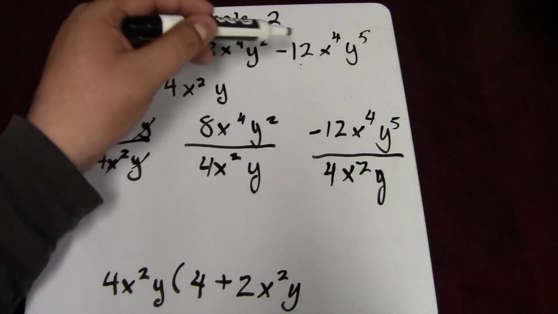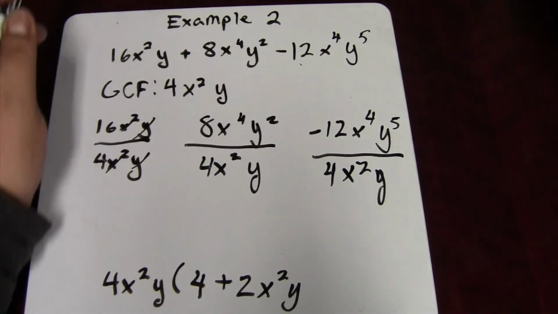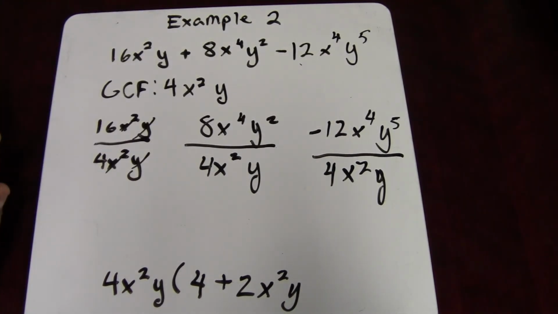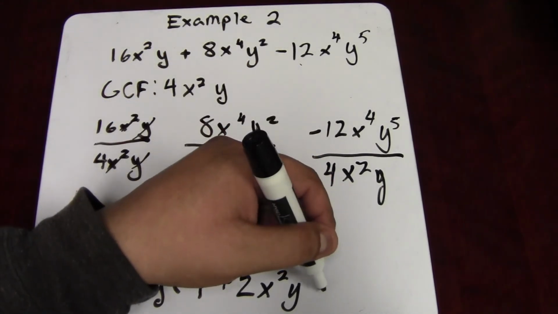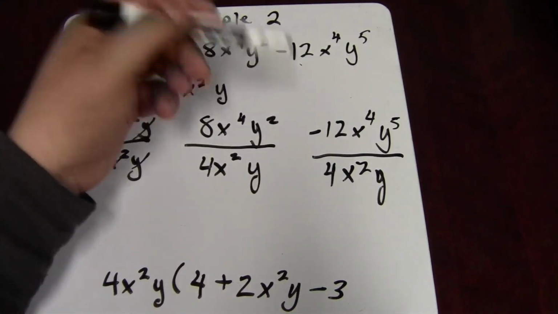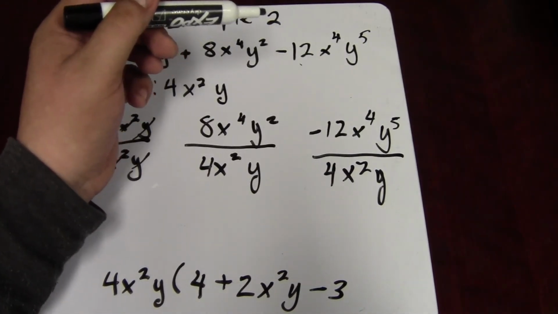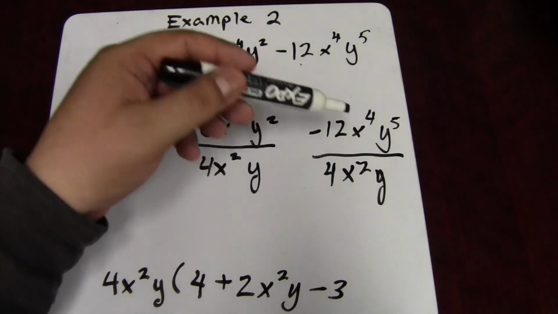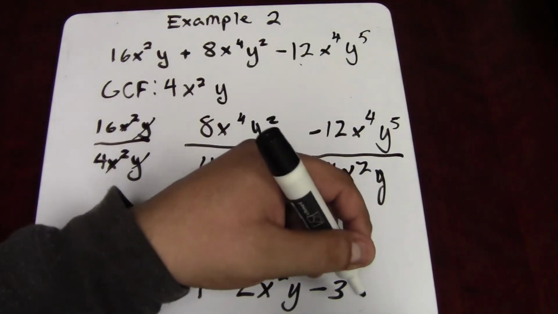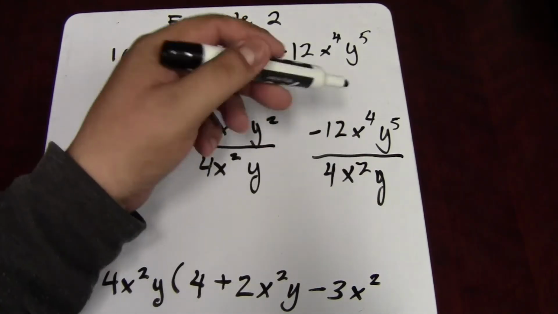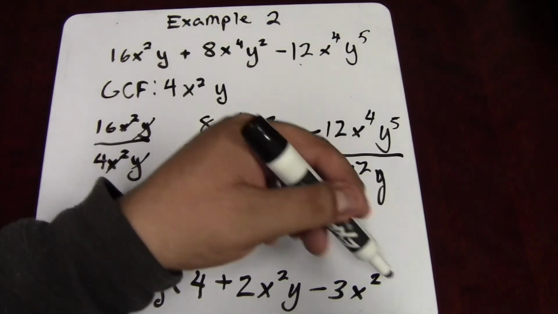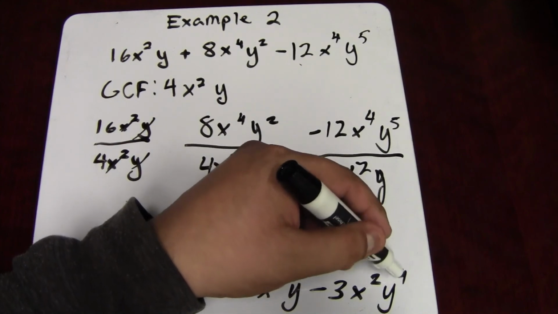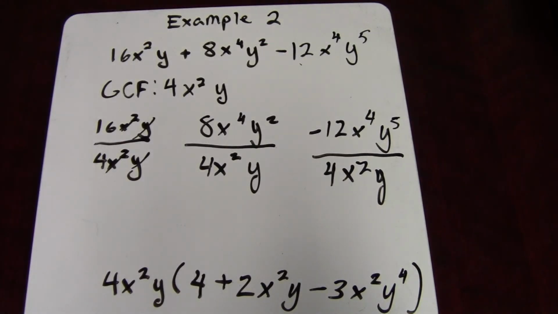Notice now, again, that I brought this negative sign with it. That's important to do here. So negative 12 divided by 4, that's negative 3. X to the fourth divided by x squared, well, that, again, we subtract the exponents and we get x squared. And y to the fifth over y to the 1, we subtract 5 minus 1 and we get 4. And there we have the polynomial in factored form.